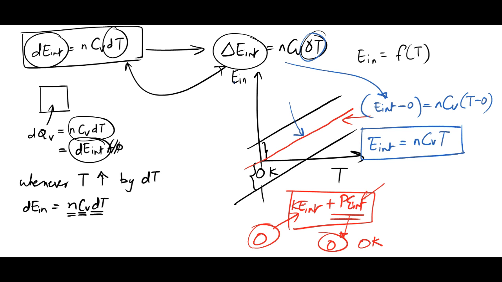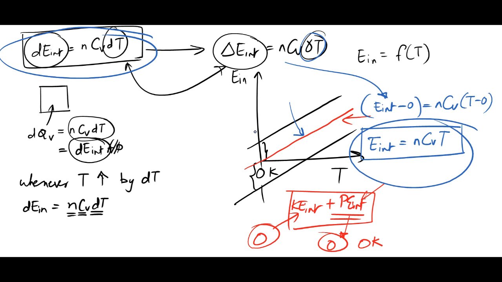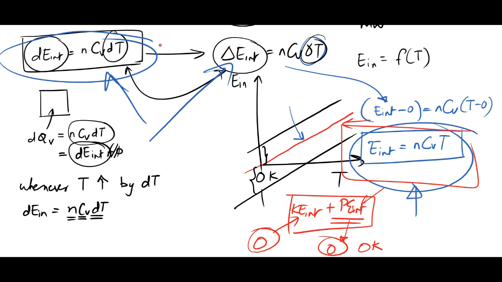So the difference between this version over here and this version over here is that in the second version we are actually talking about the absolute internal energy of the gas, whereas in the version over here as well as over here we are talking about the differences in the internal energy.